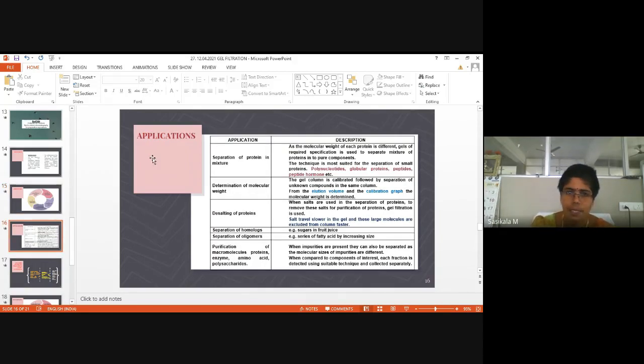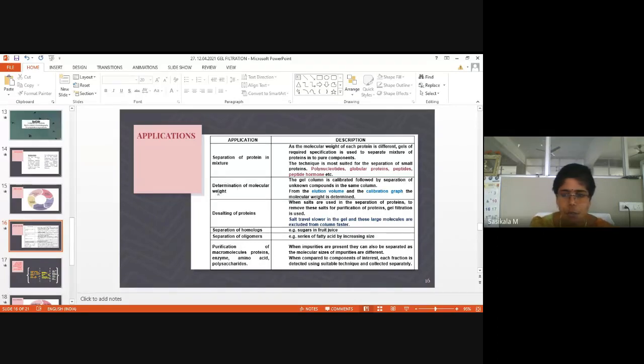Next, coming to applications of gel filtration chromatography. These are various applications with examples. Separation of proteins in a mixture. It is applicable for separation of proteins from a mixture. The types of proteins separated by using GPC are given here: polynucleotides, globular proteins, peptides, and peptide hormones. Separation of small proteins from the mixture.